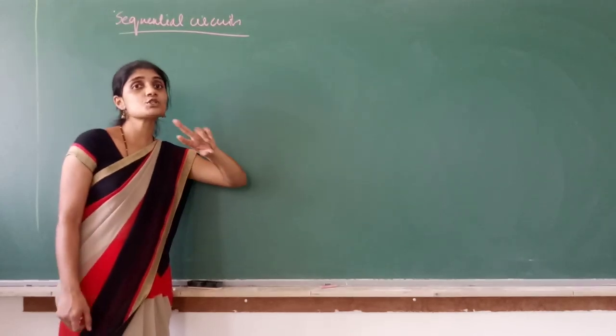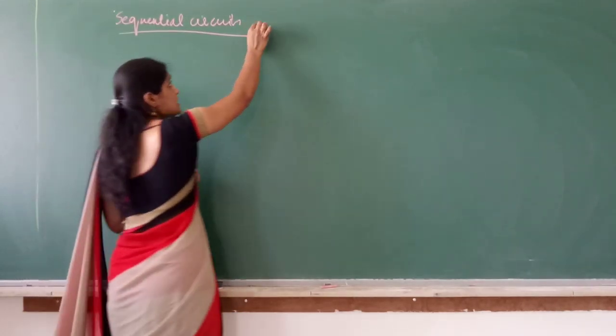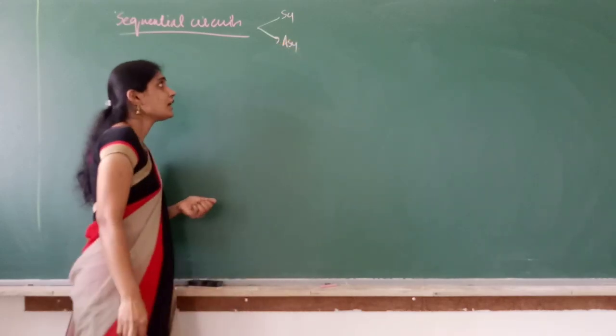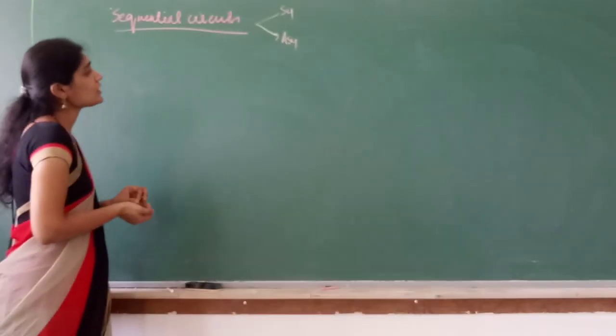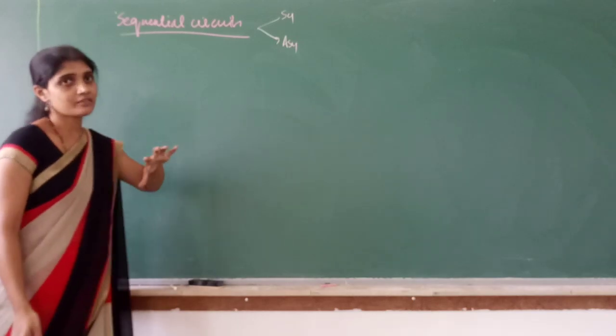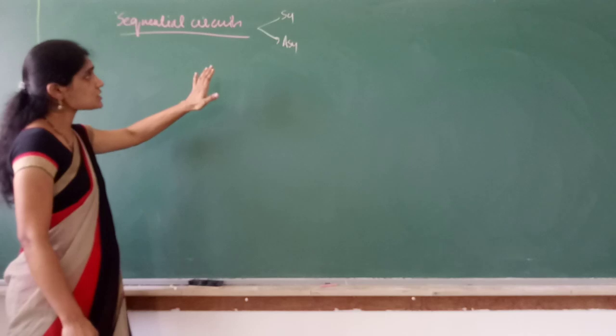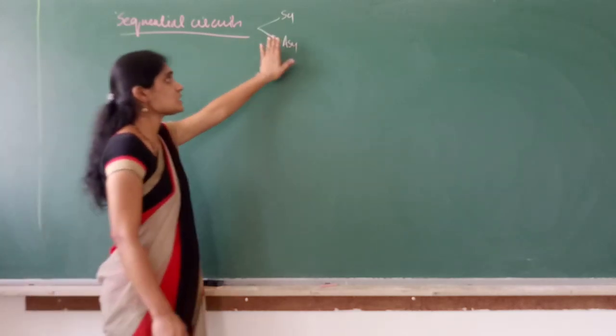Again, in sequential circuits we have two types. One is synchronous sequential circuits, the other one is asynchronous sequential circuits. I don't want to take the difference between synchronous and asynchronous right now, because we still have to understand a lot about sequential circuits. But just to tell you what is synchronous and asynchronous.